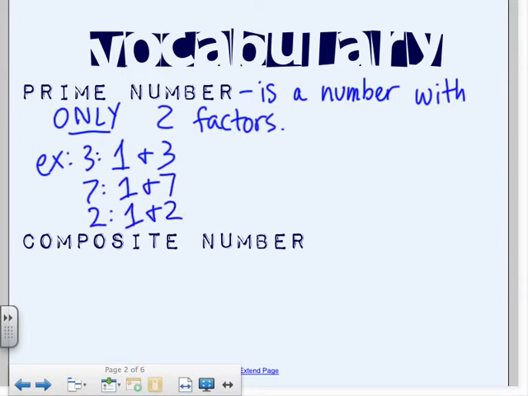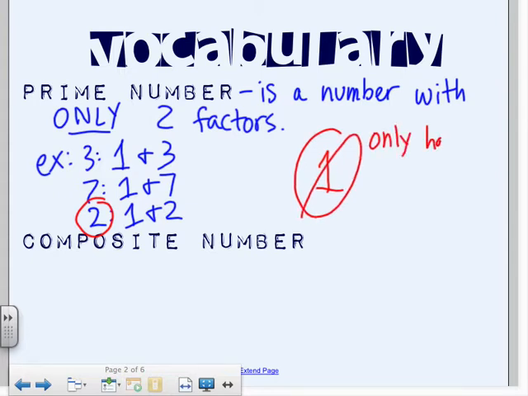2 is actually a special one. It's the only even one, okay? And it's actually the lowest also, because 1 is actually not prime. People make that mistake sometimes. But it only has one factor. And to be prime, it has to have two factors, okay? 1's only factor is 1. The factor is 1 in itself, and since 1 is itself, that's why it only has one factor.